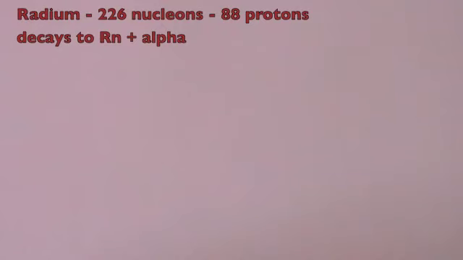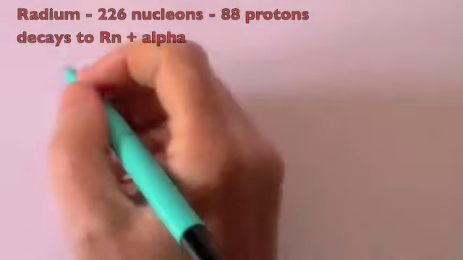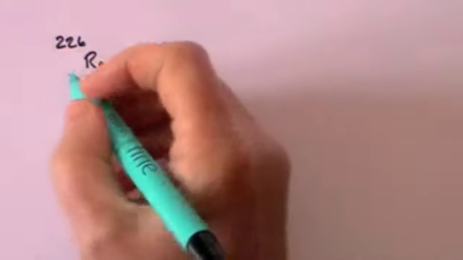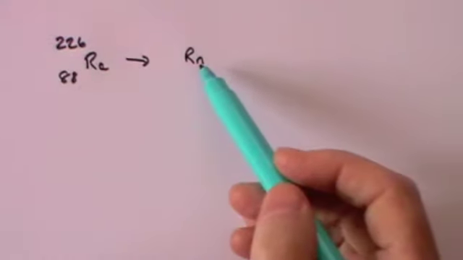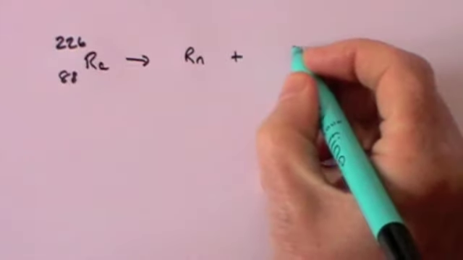Question 8. Radium has 226 nucleons and 88 protons. It decays into radon and an alpha particle. What is the equation? Well, we start by writing down radium, which we were told has 226 nucleons, that goes up there, and 88 protons. Proton number goes at the bottom left-hand corner, nucleon number top left-hand corner, and that is going to decay into radon. This is radium, this is radon plus an alpha particle.